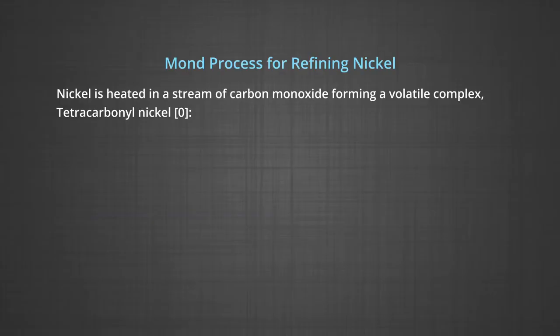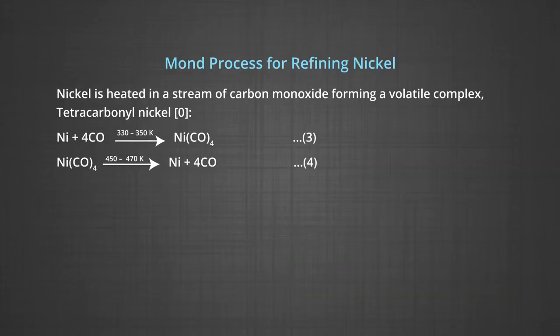Mond's process for refining of nickel. In this process, nickel is heated in a stream of carbon monoxide forming a volatile complex, nickel tetracarbonyl. So, nickel plus carbon monoxide when heated at 330 to 350 Kelvin forms tetracarbonyl nickel. The carbonyl is subjected to higher temperature so that it is decomposed giving the pure metal. Tetracarbonyl nickel when heated to 450 to 470 Kelvin decomposes to give nickel and carbon monoxide.